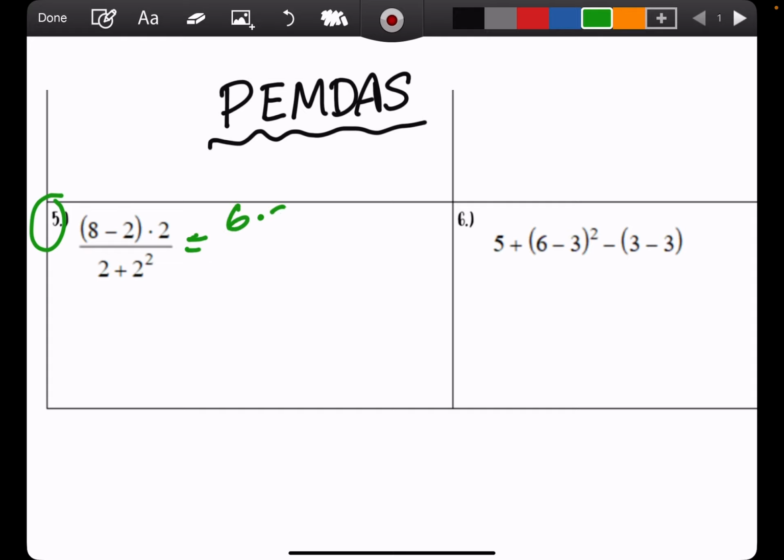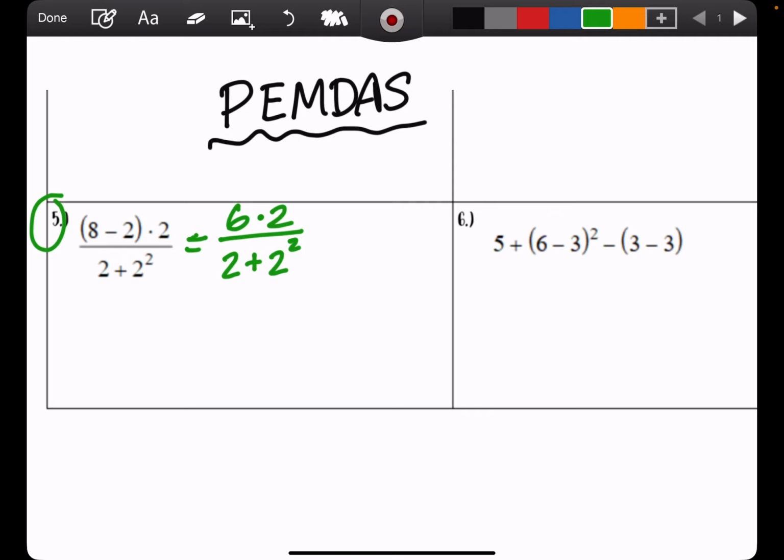So I always rewrite my steps after I do one. If I change one thing, I rewrite what I now have. So I now have up top in the numerator 6 times 2. In my denominator, I haven't messed with anything, so I still have 2 plus 2 squared. So that's what I now have after just doing the P in PEMDAS for parentheses.